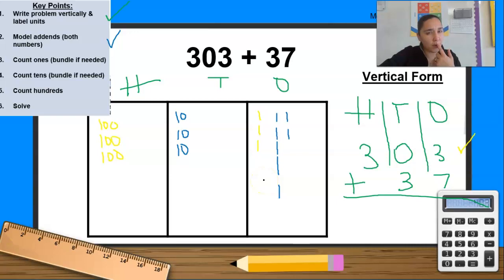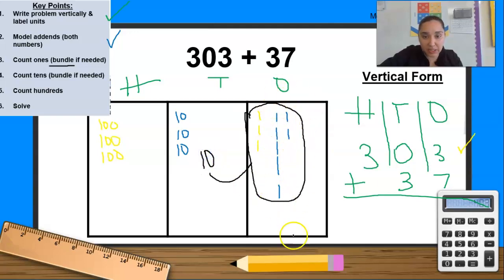Can I have 10 ones in the ones place? No, remember, if I have 10 ones, I need to bundle. Bundle means I circle 10 ones, I make an arrow, and I give 1 ten. Look at this, boys and girls. I have 0 ones. So I need to come to my vertical form and put a 0 in the ones place. Now remember, I gave 1 ten to the tens place, so I need to come to the top and give them 1 ten.